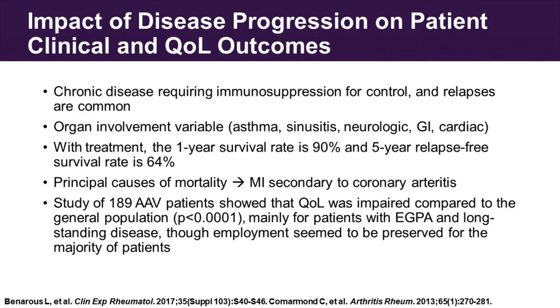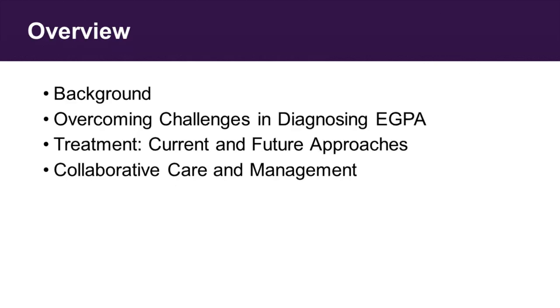There was actually a study of about 200 ANCA vasculitis patients to see what their quality of life outcomes were. One of the biggest risk factors for impaired quality of life was having EGPA within those ANCA vasculitides, and longstanding disease. So that's just a little bit of background so we know what we're dealing with in terms of clinical manifestations. And then I'm going to talk about some of the challenges we have in diagnosing EGPA.